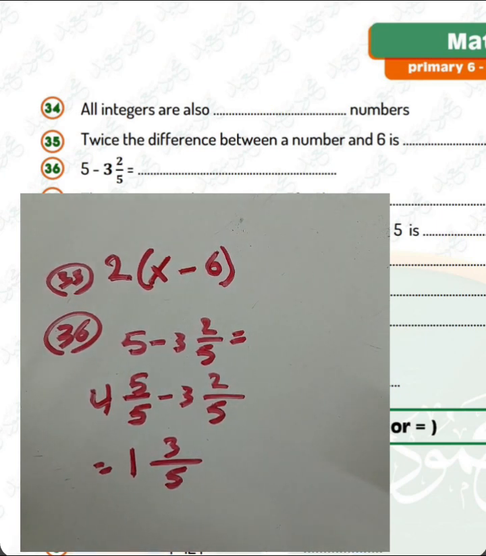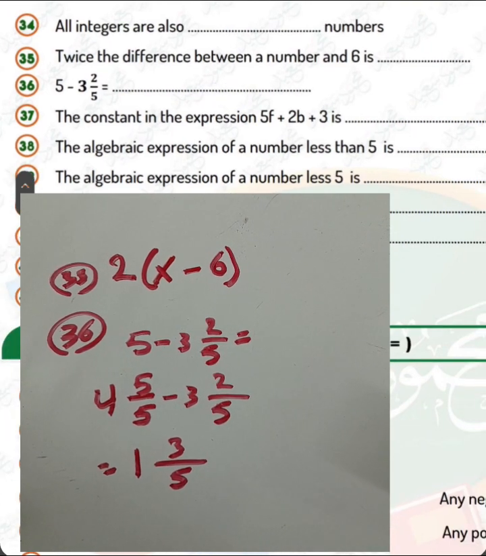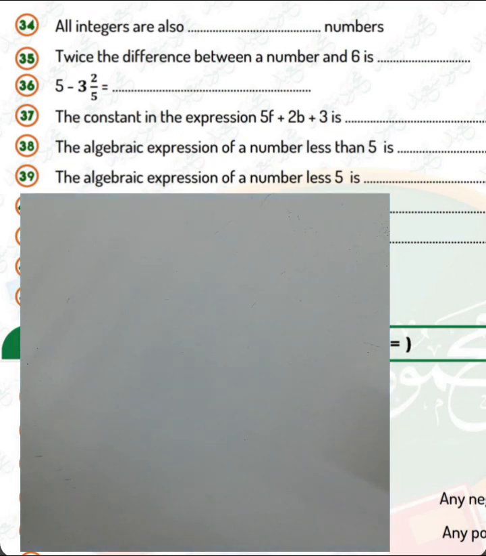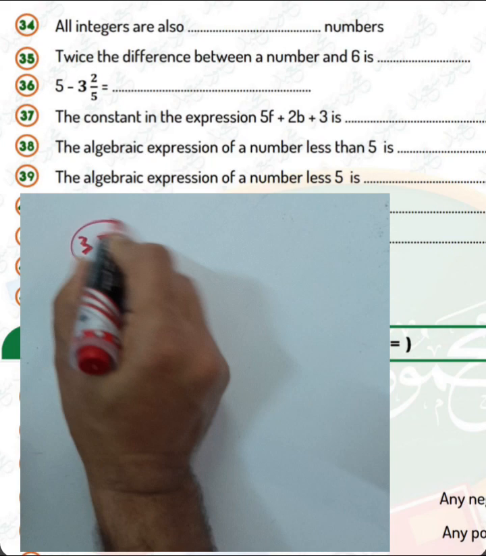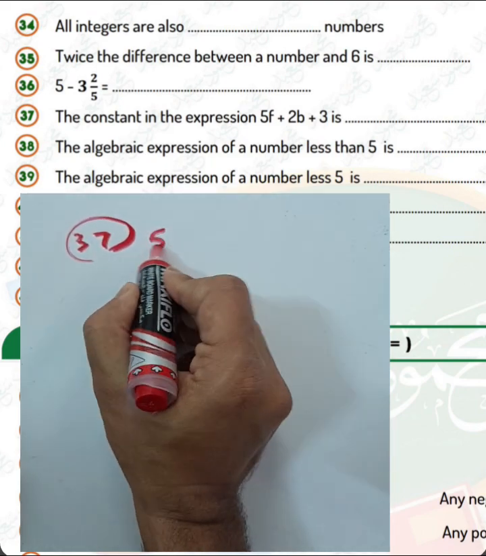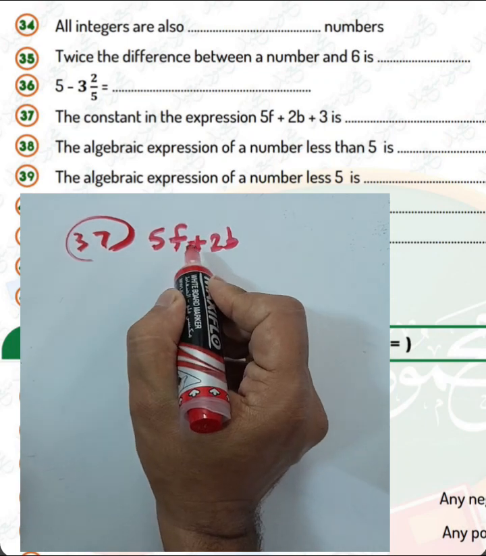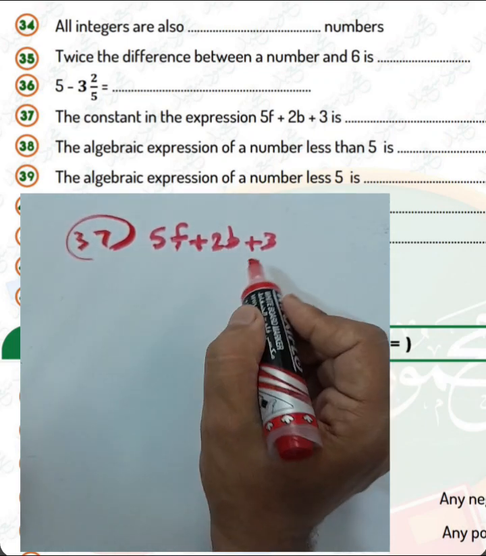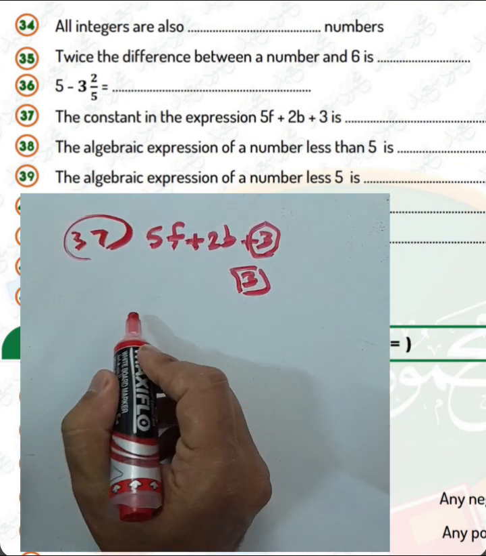Question 37. The constant in the expression 5f plus 2b plus 3. The constant here will be 3. 3 is the constant. Write 3 in the space.